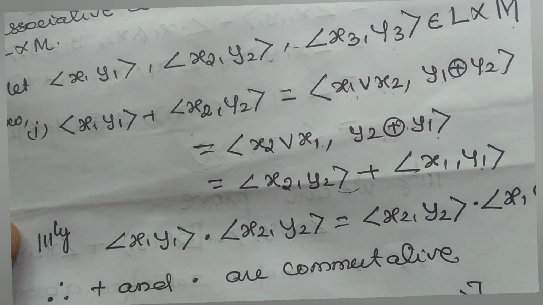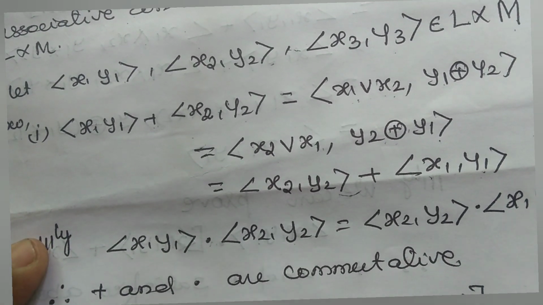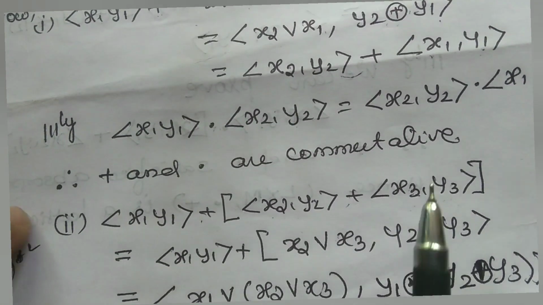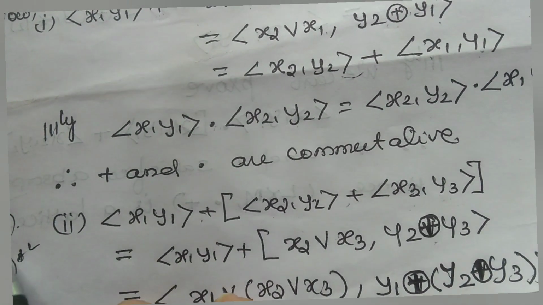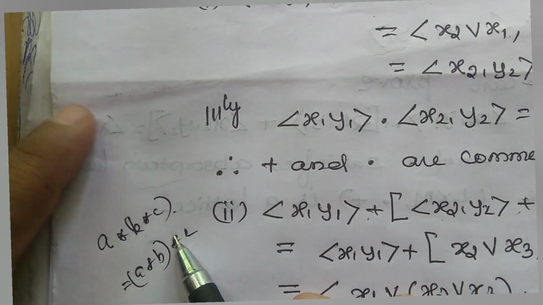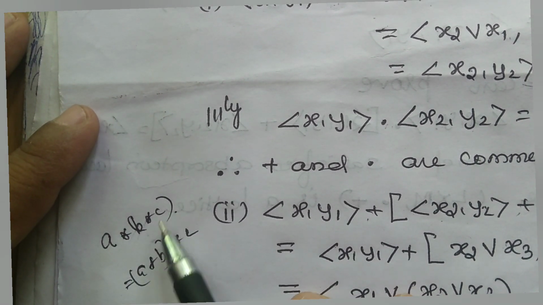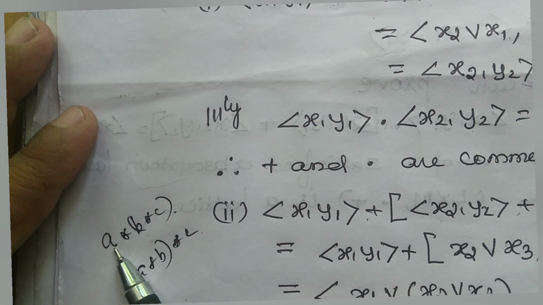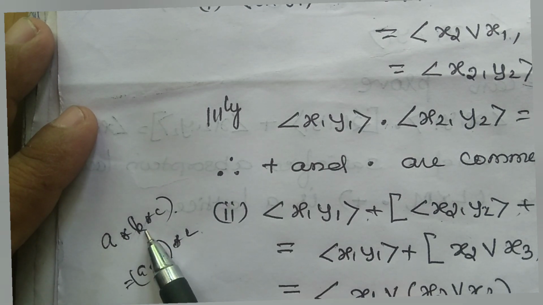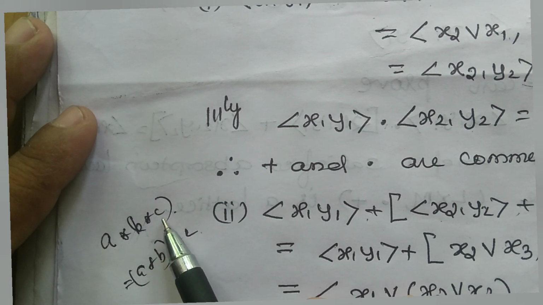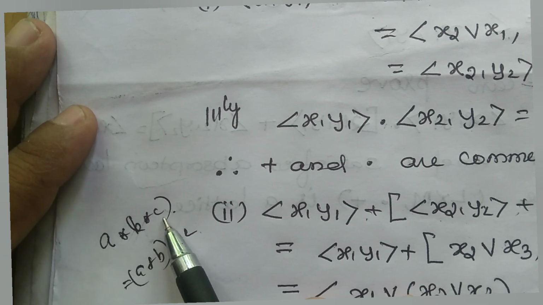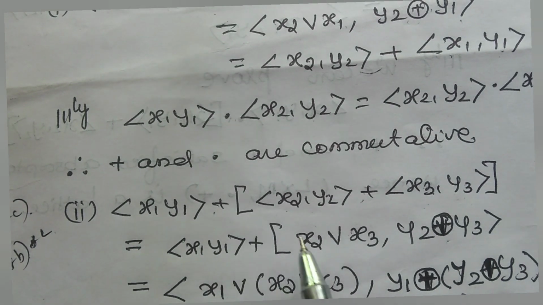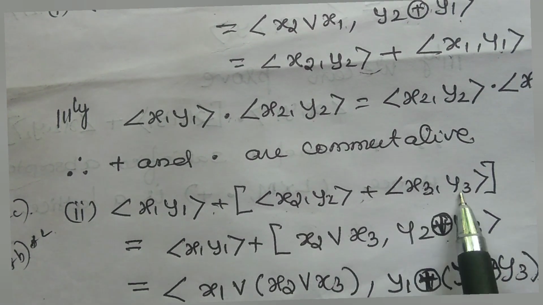Now we have to prove the associative law. For the associative law, we need three elements. This is the condition for associative: (A star B) star C is equal to A star (B star C). Here A is taken as (x1, y1), B as (x2, y2), and C is equal to (x3, y3). So that is (x1, y1) plus the bracket of (x2, y2) plus (x3, y3).